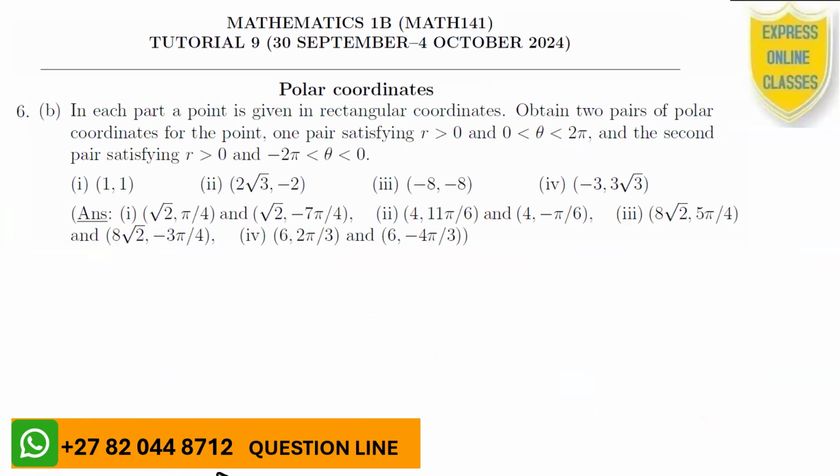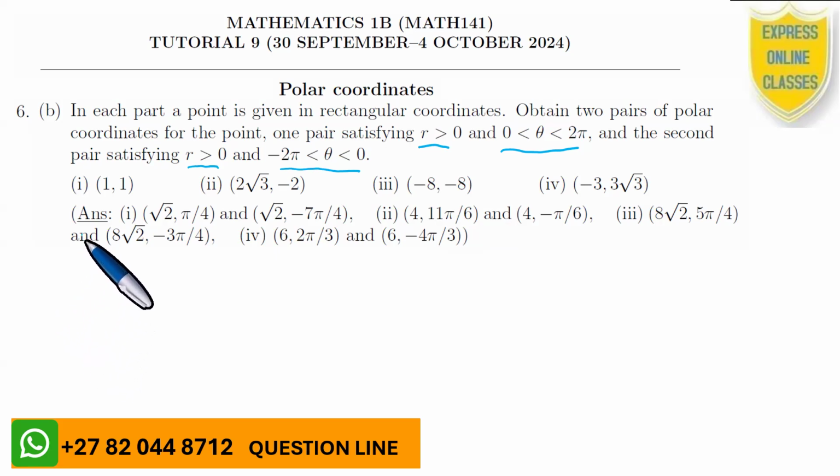All right, so now let us read B, polar coordinates. In each part, a point is given in rectangular coordinates. Obtain two pairs of polar coordinates for the point. One pair satisfying r positive between 0 and 2 pi radians, and a second satisfying r positive in the range of negative angles. Okay, good. We can spend some time on this if you have some time at your disposal.